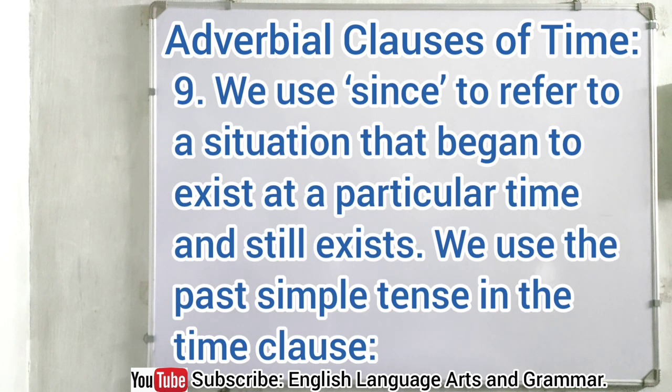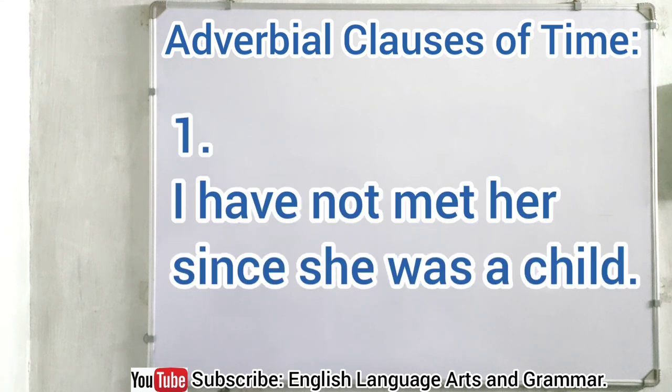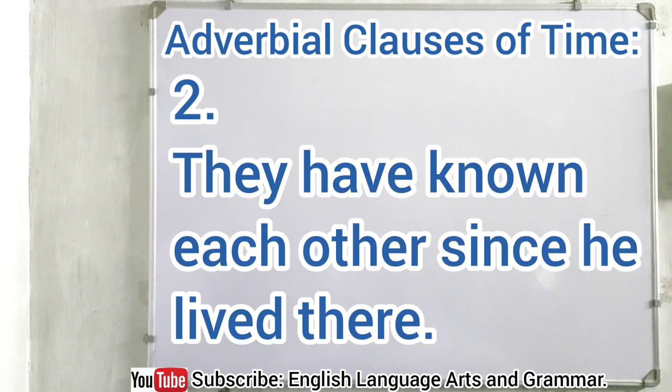We use since to refer to a situation that began to exist at a particular time and still exists. We use the past simple tense in the time clause. Some examples. Example 1. I have not met her since she was a child. Example 2. They have known each other since they lived here.